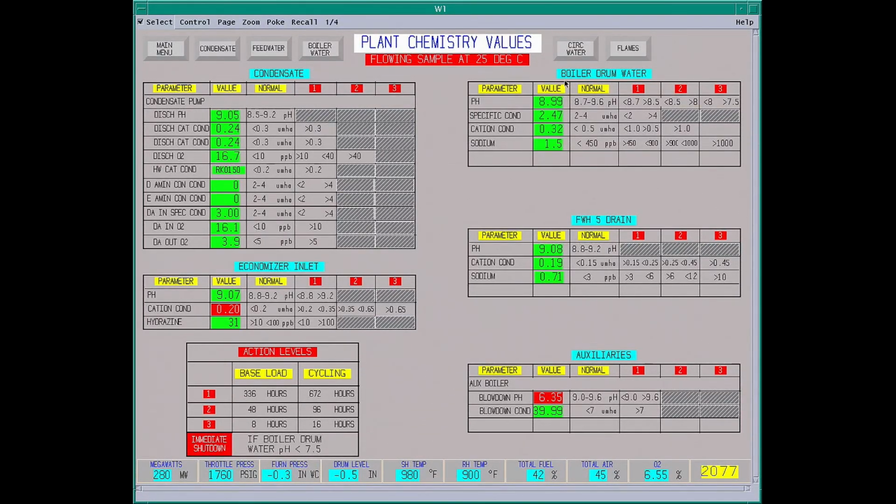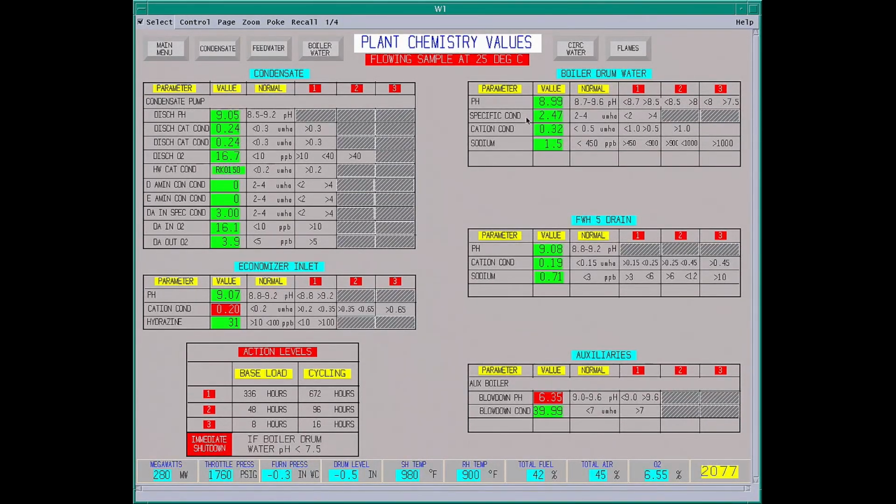The big one is your boiler drum water. You have your pH. Normally stay in the range 8.7 to 9.6. I can see in your action levels, if you get 8 to 7.5, you've got 8 hours to correct the problem.